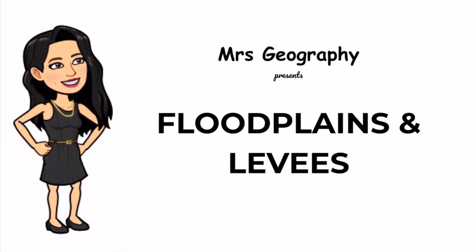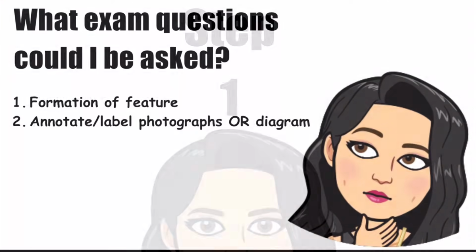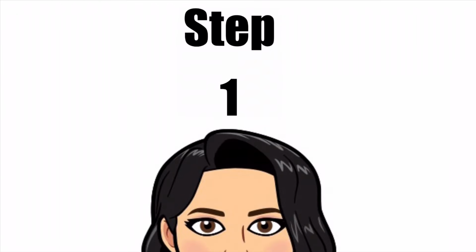In this video, we're going to look at the lower course features of floodplains and levees, and think about what types of exam questions we could be asked to explain the formation of these two river features in a step-by-step process. We could perhaps be given a photograph which we are asked to annotate or label with characteristics and features, or even perhaps a diagram.